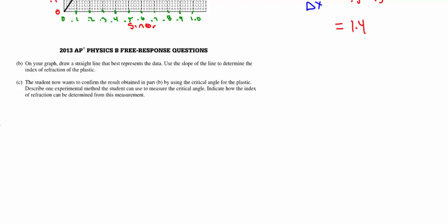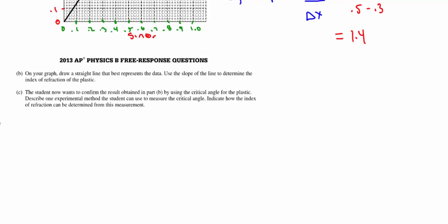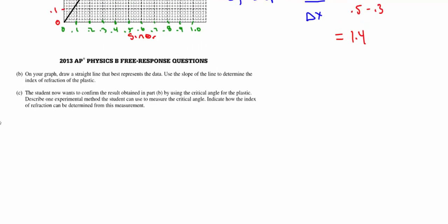Part C, the student wants to confirm the results from Part B by using a slightly different experiment. We now want to use the critical angle. So we need to describe one experimental method the student can use to measure the critical angle. And then we want to indicate how the index of refraction can be determined from that measurement.